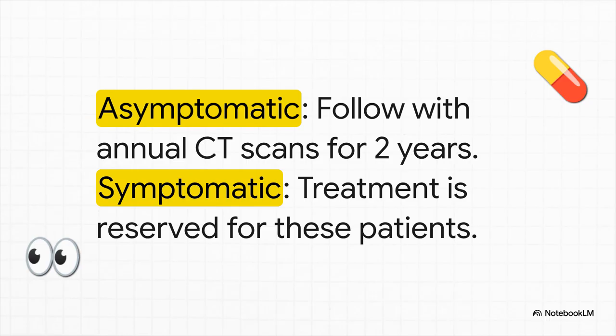So what does that look like in practice? Well, our management plan splits into two paths. For that big group of patients, the asymptomatic ones, we just watch and wait. The recommendation right now is to get a follow-up CT scan once a year for 2 years, just to make sure everything is stable. If it is, you're done. No more routine scans unless they develop symptoms. Treatment is only for the patients who are actually feeling sick from their SM.